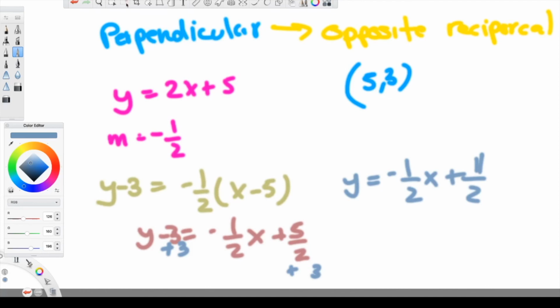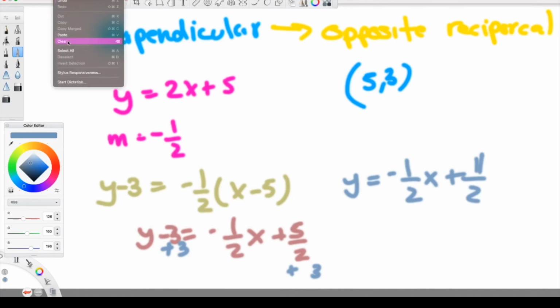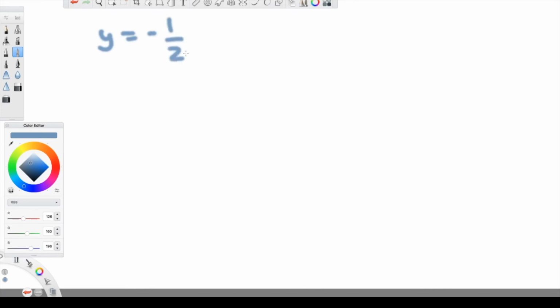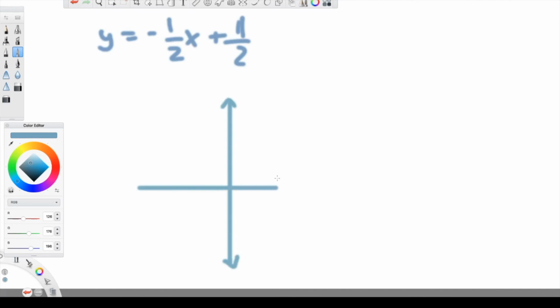Okay? So then I'm actually going to graph it. So let me clear this. The equation is y equal to negative 1/2 x plus 11/2. So I'm going to draw again my coordinate plane, and then draw the x-axis. 1, 2, 3, 4, 5, 6. 1, 2, 3, 4, 5, 6. 1, 2, 3, 4, 5, 6. 1, 2, 3, 4, 5.